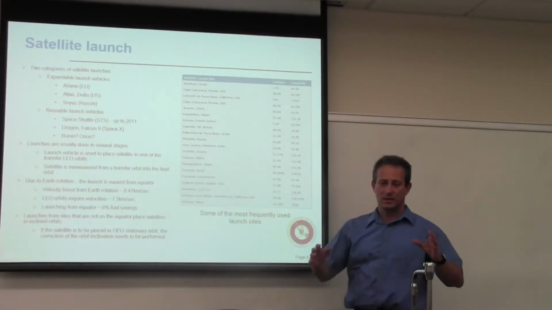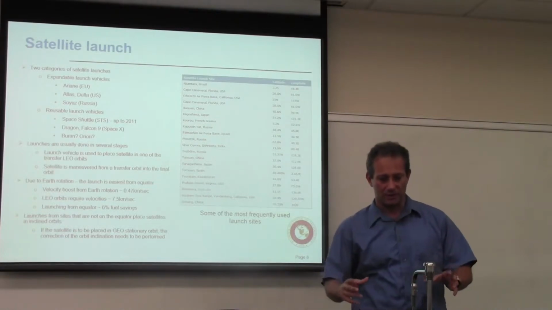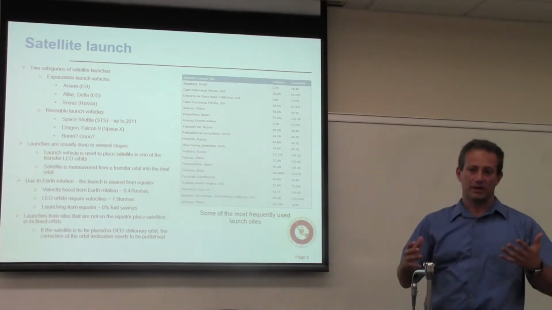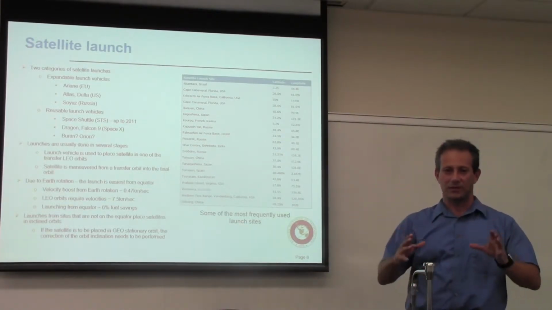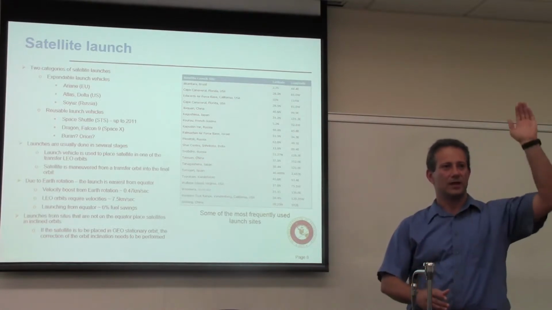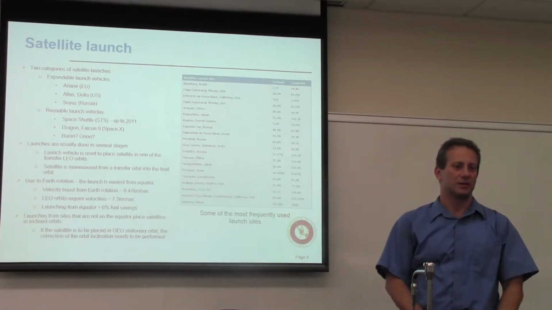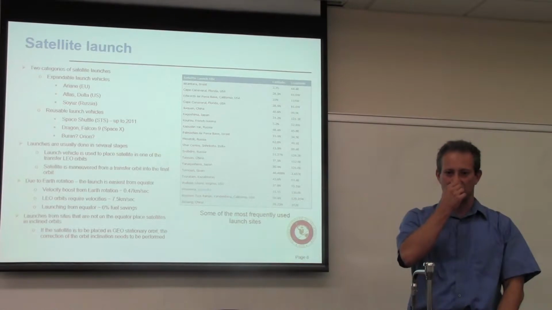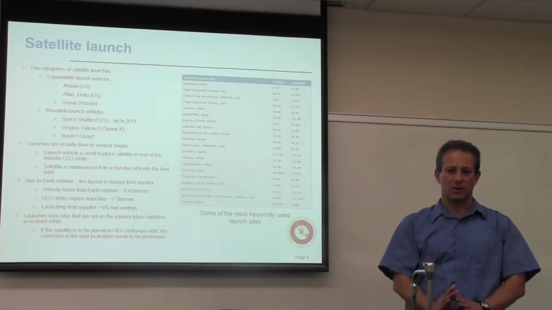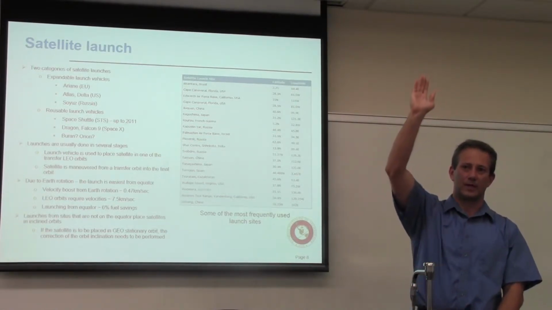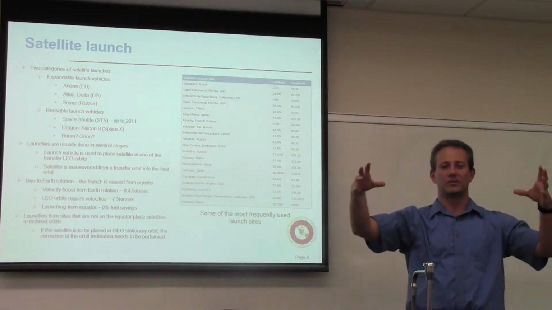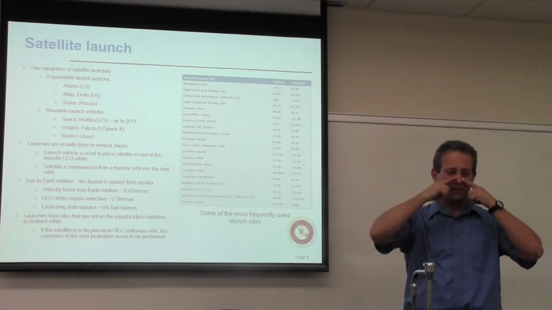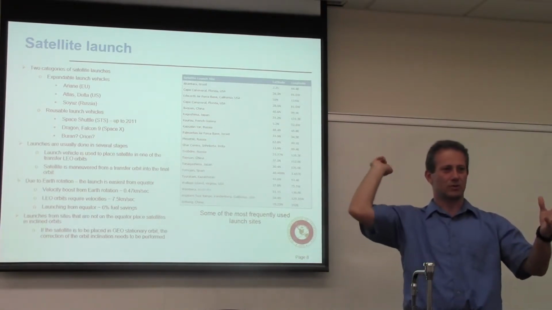The launch is done in several stages. There are at least 3 stages. In the first stage, you want to get out of the atmosphere as fast as you can, and that means that the majority of the time when you launch, you go straight up. Because think about what is the purpose of the launch, and the best way to explain it is to think about throwing a stone.